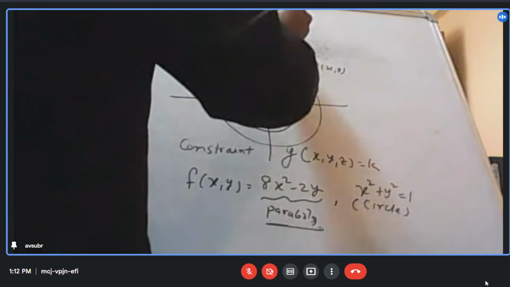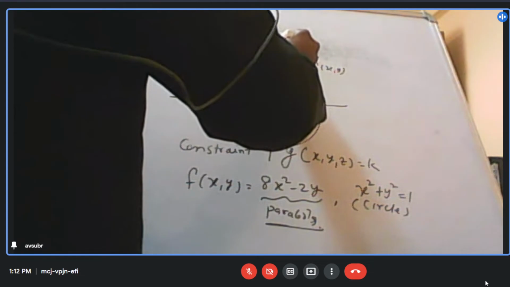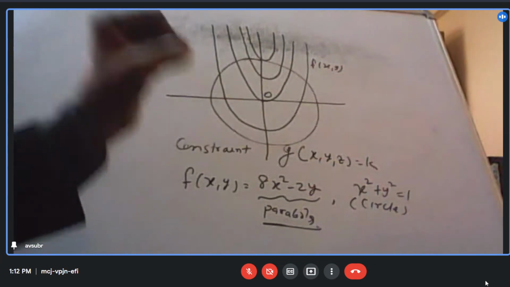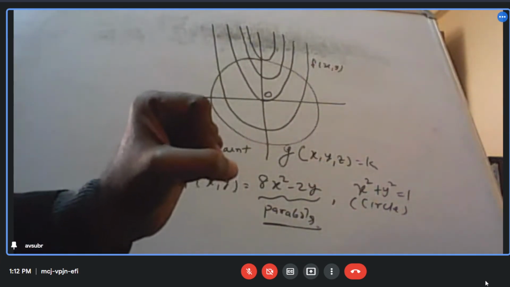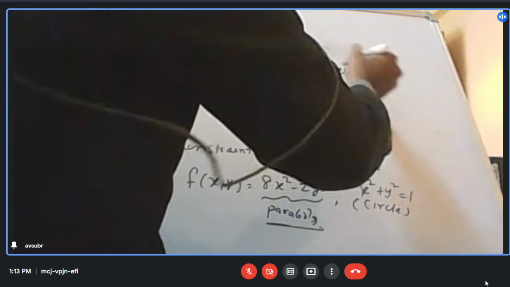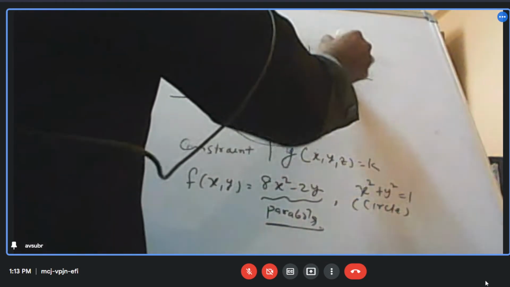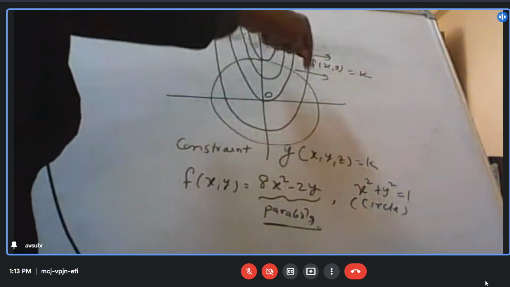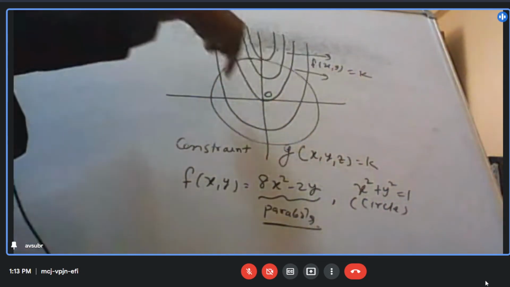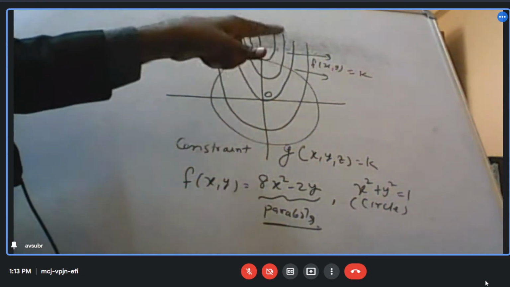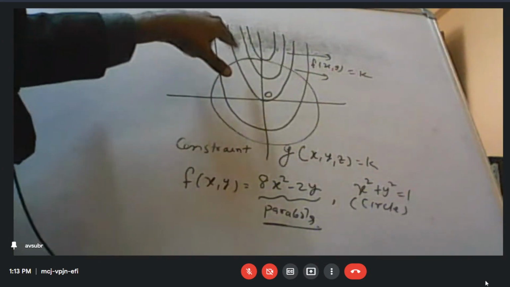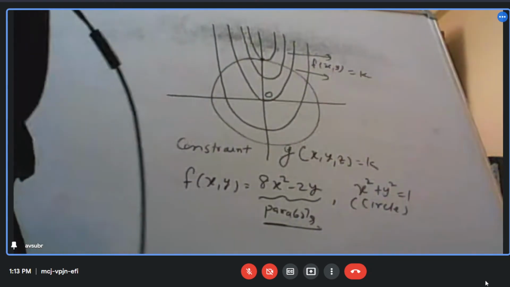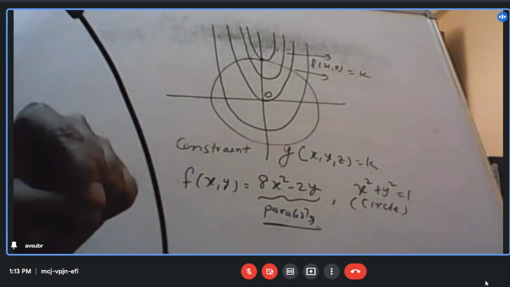Just these parabolas you will get, and one parabola you will get in such a way that it will just touch that particular circle. This is equal to k, different values of k. If you put 1, 2, 3 or 0.123, whatever it is, accordingly you will get different types of parabolas, isn't it? So one particular parabola will be such that it's just touching this particular circle.